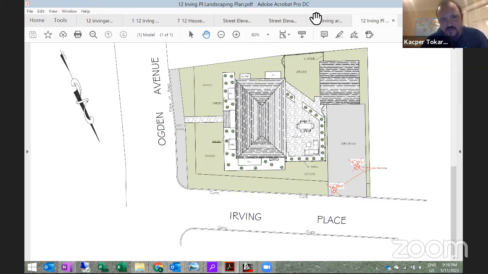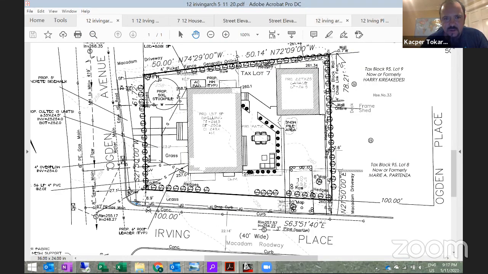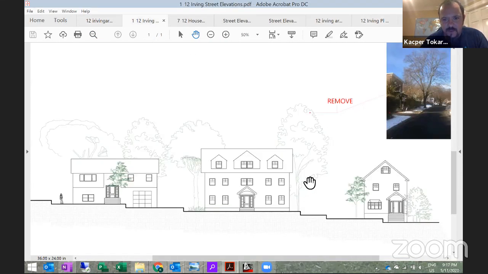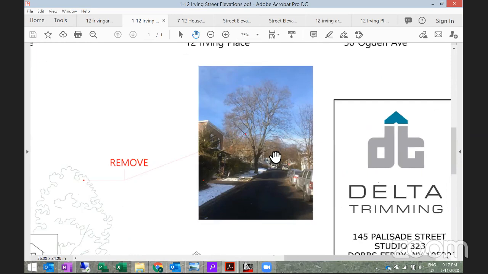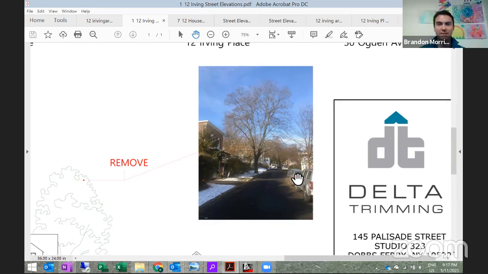One second, I'm going to bring a picture up. One second. There you go. So yeah, this is the tree. It's one of the nicest features of your site, and of the street. Something that you don't own.